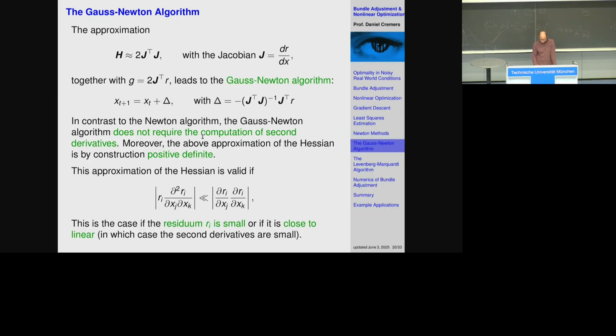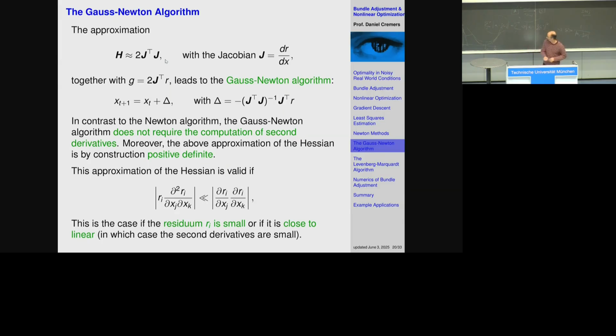And the beauty of this is twofold. First of all, I only need to compute first order derivatives, not second order derivatives, because I ignored the second order derivatives in the approximation. The second beautiful thing is this matrix J transpose J by construction is positive definite.